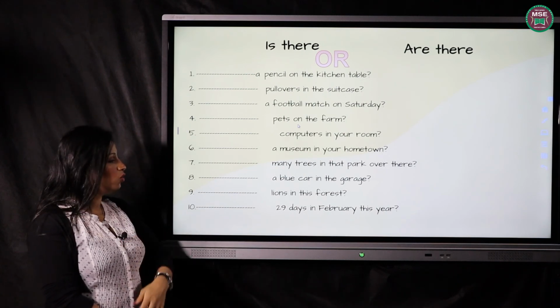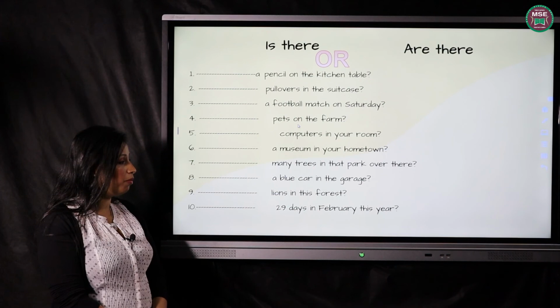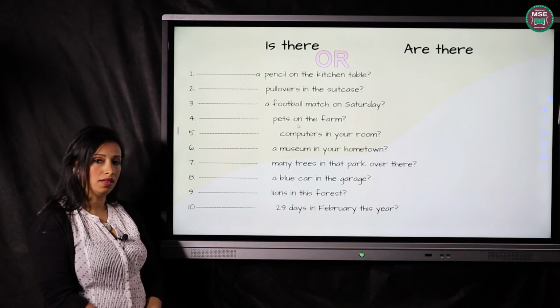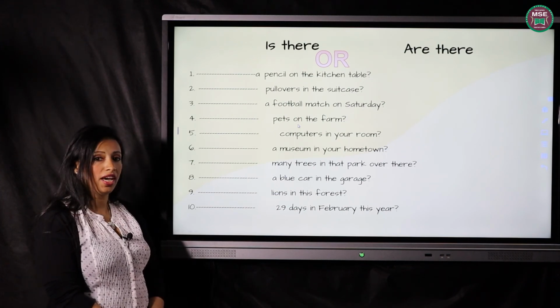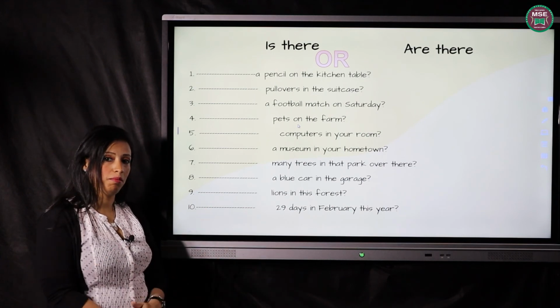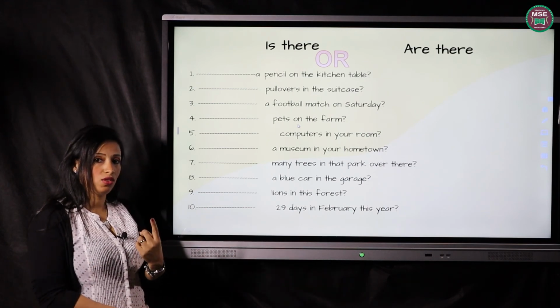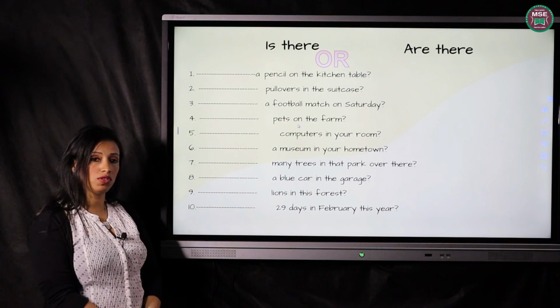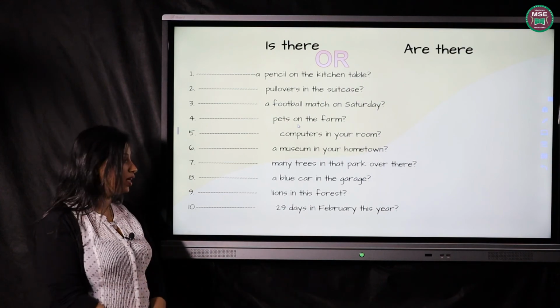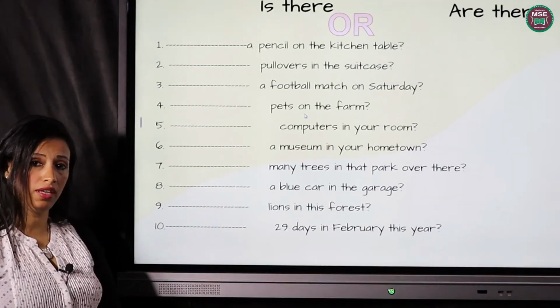Okay, number 10, 29 days in February this year. 29 days. Many days, not one day. So when I ask about many days, I have to say, are there 29 days in February?